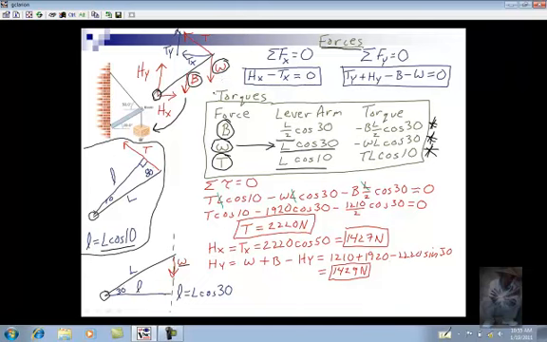W will do the same thing. It will move this in a clockwise direction. So that's how we get those two as being negative. The tension T will move it in a counterclockwise direction, so that's how we get that as being positive. Let me just emphasize that and put a positive there.